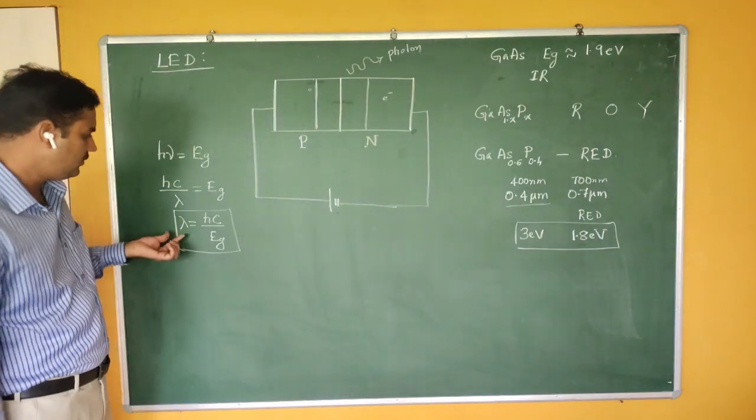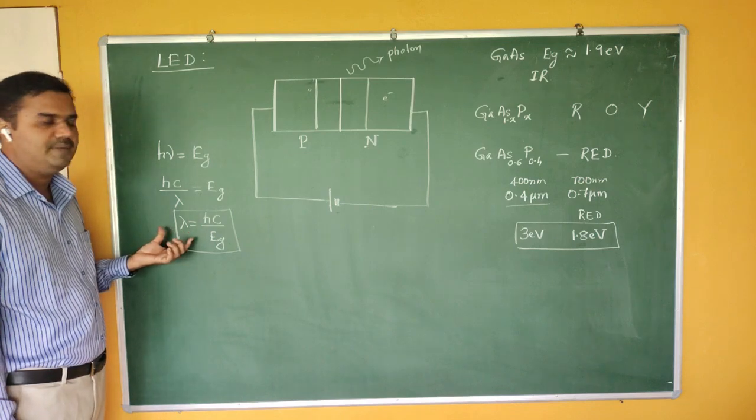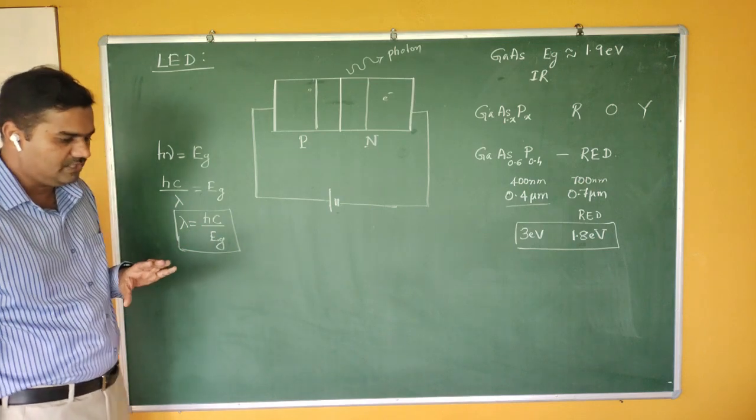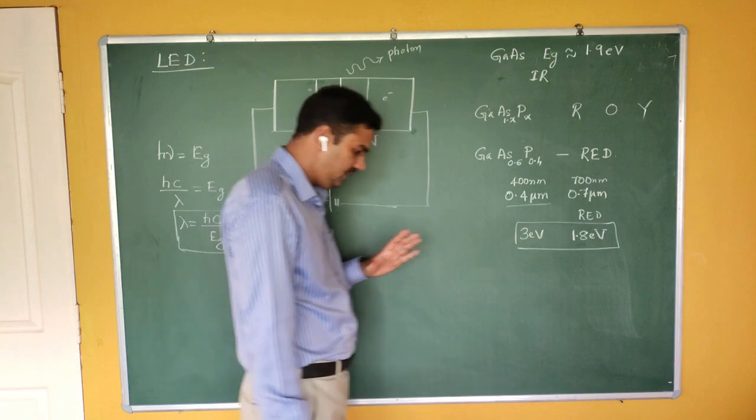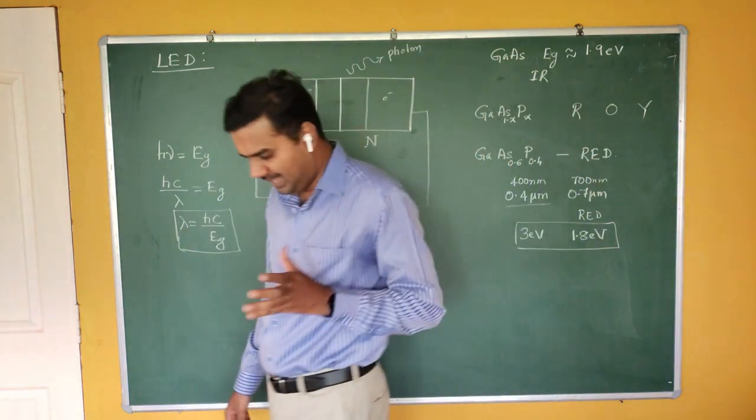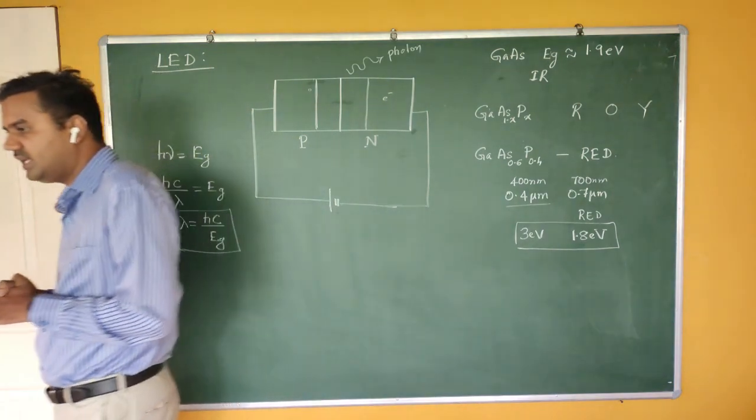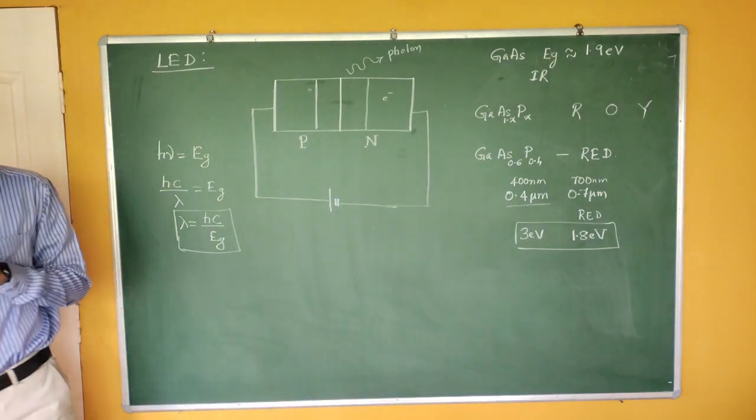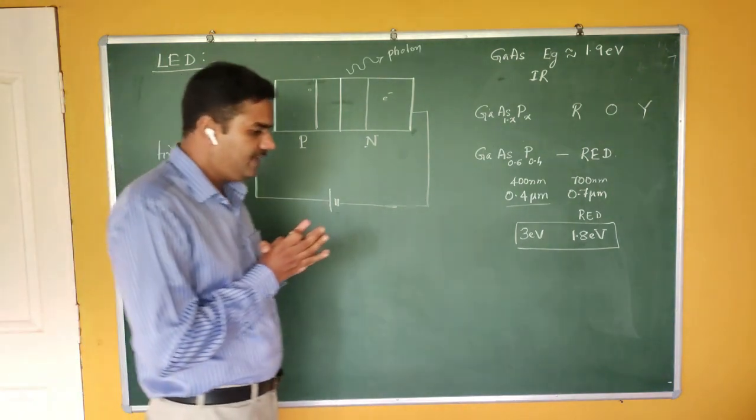So it all depends on the wavelength of the emitted light, and that depends on the energy gap. By controlling the energy gap, or making a material having that particular value of energy gap, we can produce various colored LEDs.